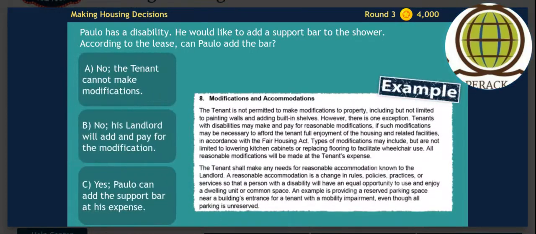Paulo has a disability. He would like to add a support bar to the shower. According to the lease, can Paulo add the bar? Is the answer A, no, the tenant cannot make modifications? B, no, his landlord will add and pay for the modification? Or C, yes, Paulo can add the support bar at his expense?